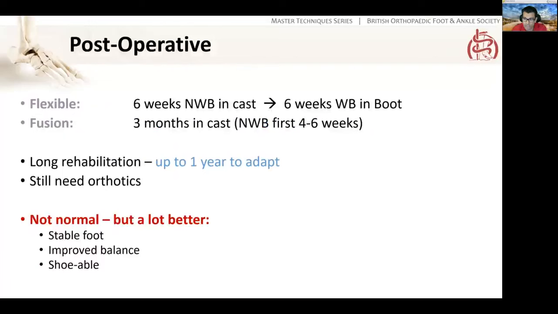So just winding up now, what does this all mean for patients? Well, if you've had a flexible correction, it's 6 weeks in a cast and 6 weeks in a boot. If you've had a fusion, it's 3 months in a cast and non-weight bearing for the first 4 to 6 weeks. It takes them about a year to adapt and rehabilitate, and they need to be aware of that. They often still need orthotics. It doesn't give them a normal foot, but it's still a lot better with a stable foot, slightly improved balance, and they get into a shoe.